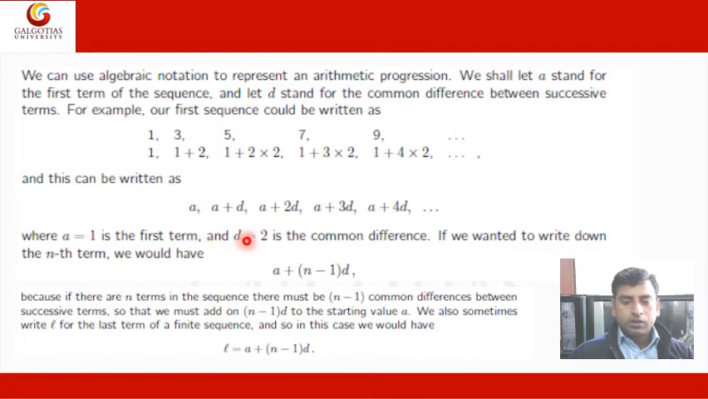In the second term we only add the common difference one time. In the third term we add the common difference two times. In the fourth term we add the common difference three times and so on. So in the nth term we add the common difference n minus 1 times, because if there are n terms in the sequence, there must be n minus 1 common differences between successive terms, so we must add n minus 1 of them to the starting value. We also sometimes write l for the last term of a finite sequence, and so in this case we would have l equal to a plus n minus 1 into d.